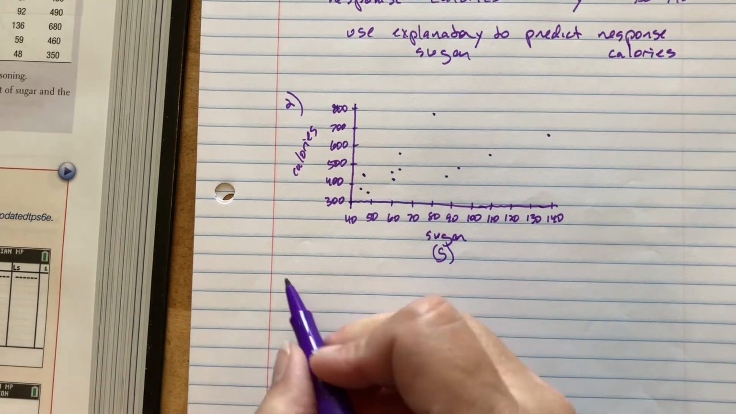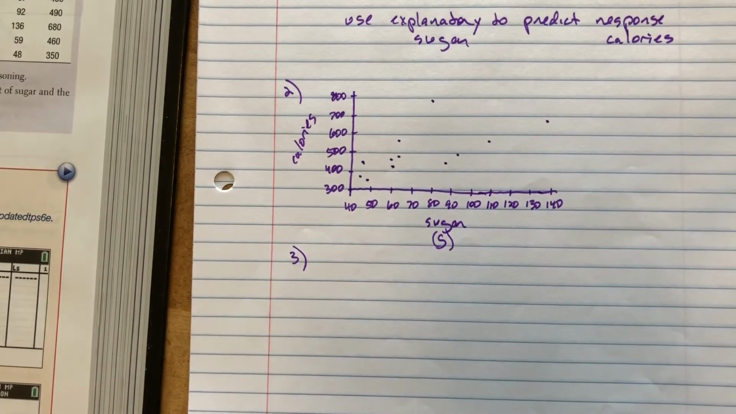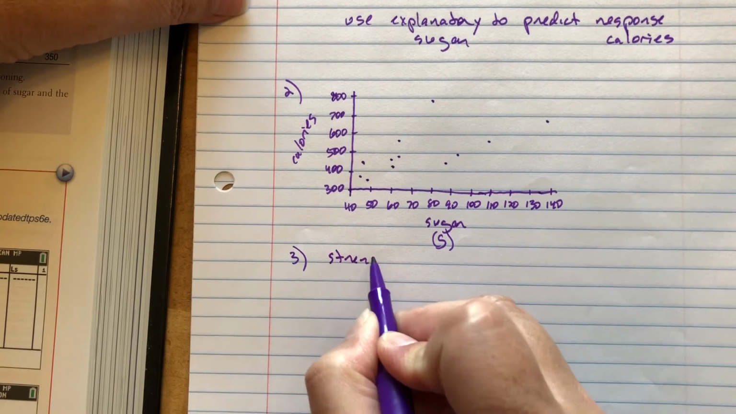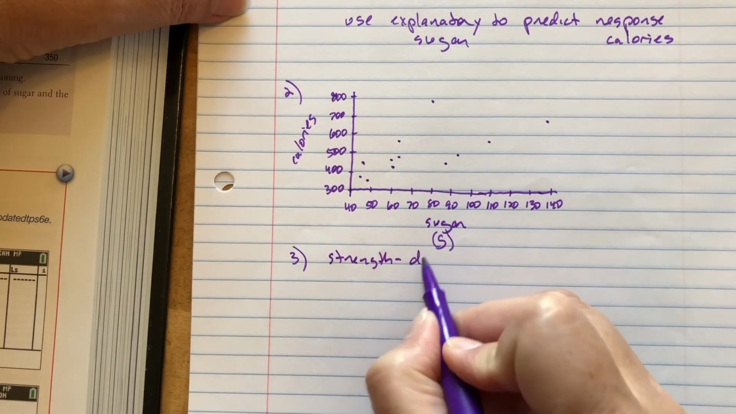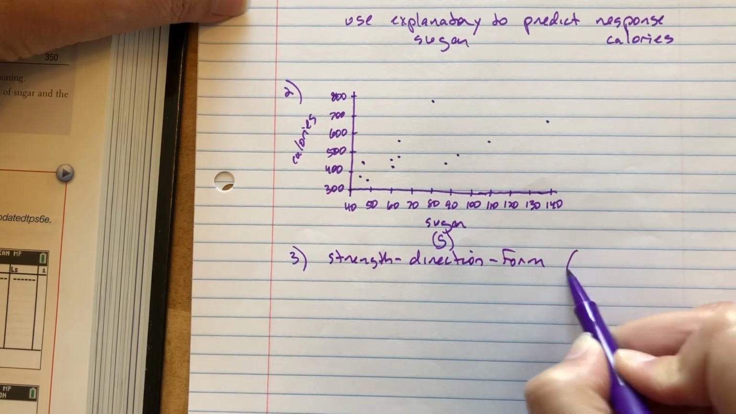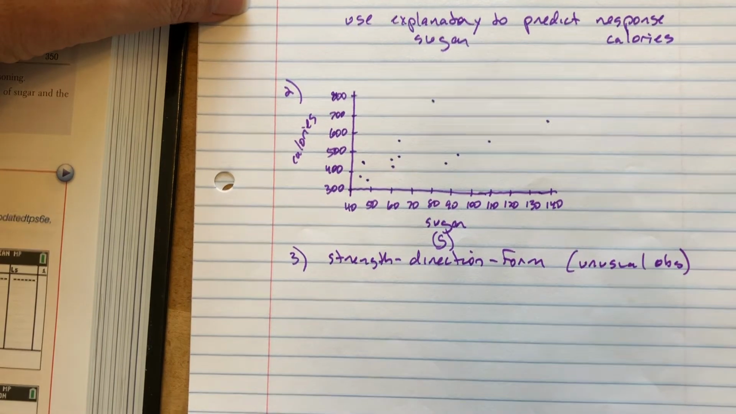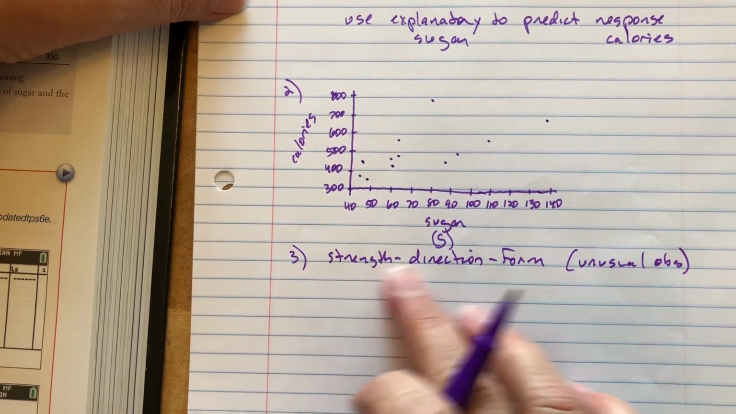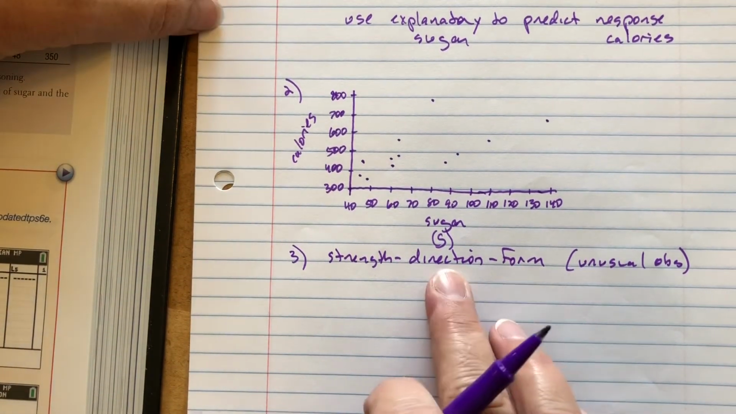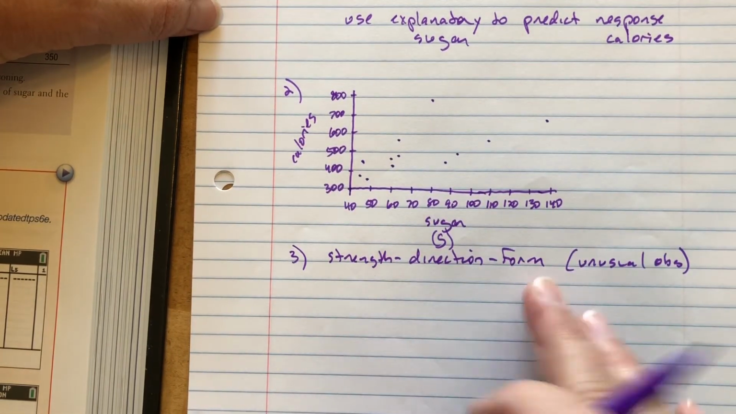All right, let's describe. When we describe a scatter plot, we're just talking about three main things: strength, direction, and form. And then I always say any unusual observations. So let's work backwards. We're always looking for a linear form, so we're going to describe the linear form. The direction is definitely positive, it's going up. And then the strength of that positive linear form.